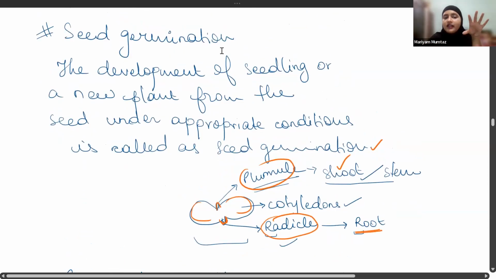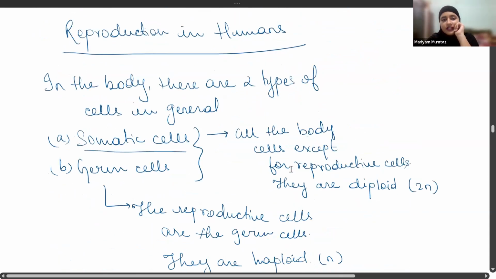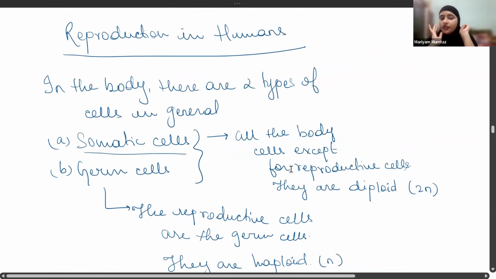Okay, so everybody is done writing the seed germination part? Yes, ma'am. Whatever she is doing, you have to copy it. All right, so now we are starting reproduction in humans.